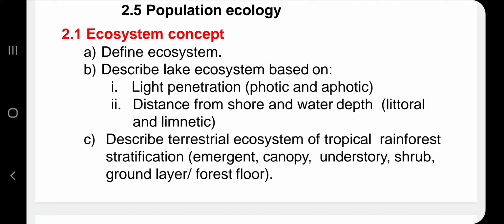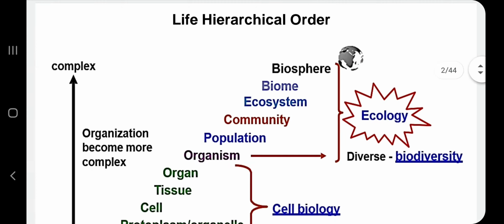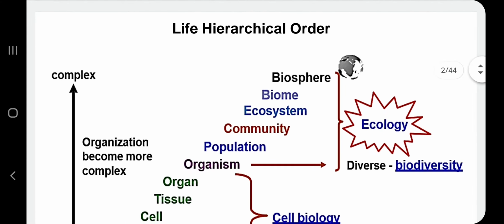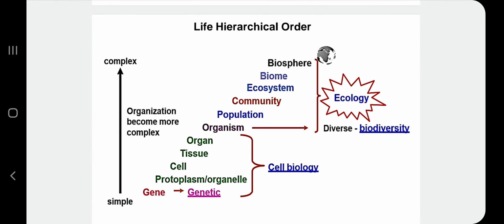Okay, let's move to the first learning outcome. Before that, we are going to look at the life hierarchical order. From simple to complex, we start with gene, and then going up, we have organelle. We already learned about this during semester 1, and then cell, tissue, organ, and then organism. For organism, the arrow on the right refers to biodiversity, which is chapter 1, which you just finished learning last week. After organism, we have population, community, ecosystem, biome, and biosphere.